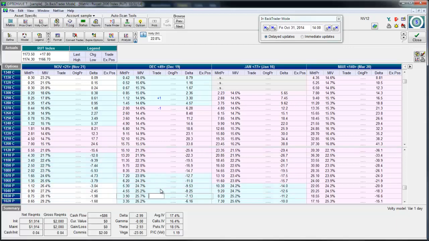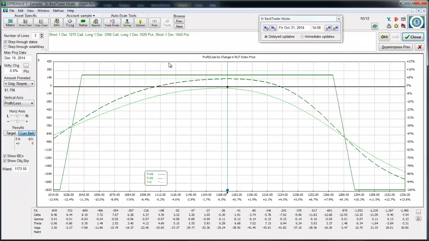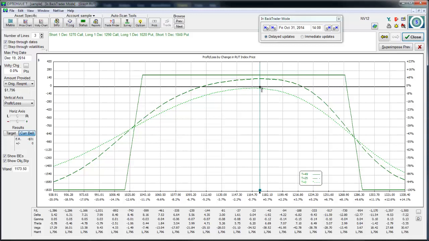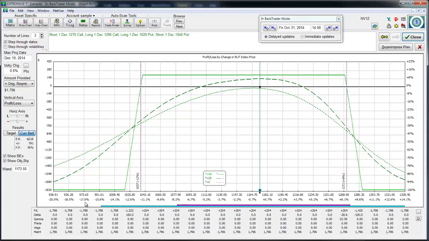So maybe I'll come farther out here and go -1, +1. Well, now what this shows you is, wow, hold on a second. We've got a much wider area of safety, but the risk to reward is much different. Risking $1,798 to potentially make $200.